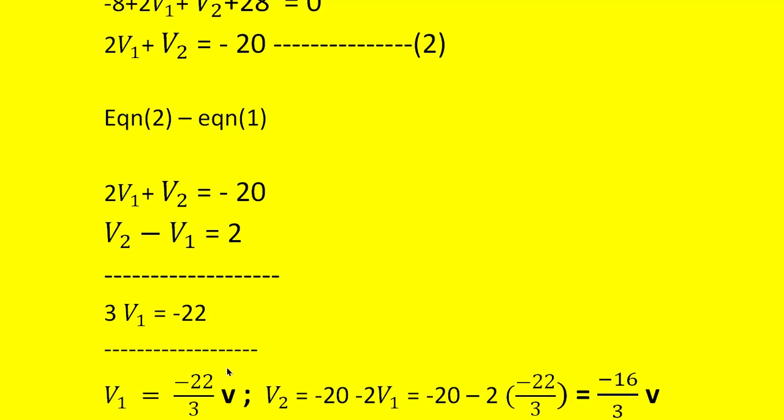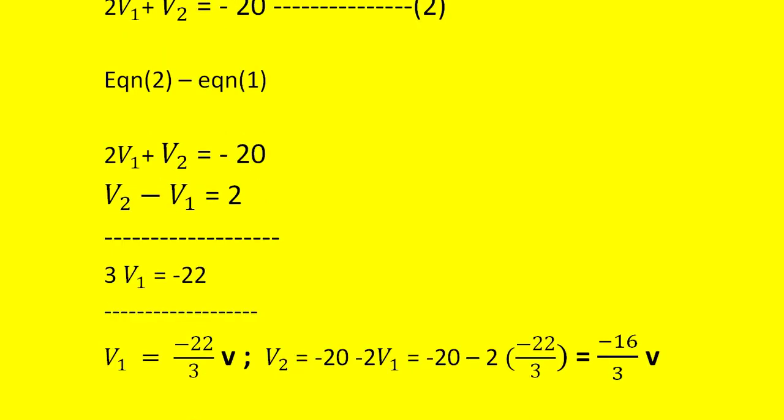Once we solve this, we get v1 value is minus 22 by 3 volts. So once we know this, substitute that V1 in this equation, that is equation 2. Then we get V2 is equal to minus 20 minus 2V1. So minus 2 into V1 means minus 22 by 3. Once we simplify this, we get V2 is equal to minus 16 by 3 volts.